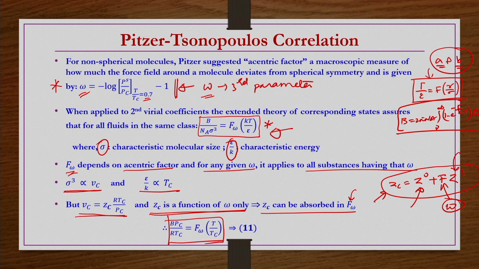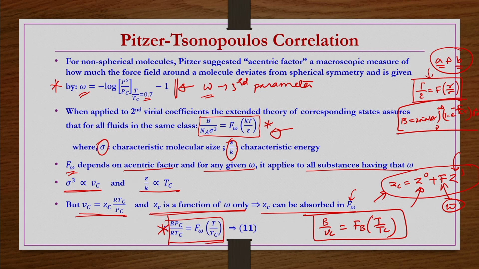Previously, when we used the two-parameter corresponding states theory, we had B by Vc as a universal function of T by Tc, right. But now, when we use the extended theory of corresponding states, B is non-dimensionalized using RTc by Pc, that is, B Pc by RTc is a universal function of T by Tc, or reduced temperature. That is what we see.